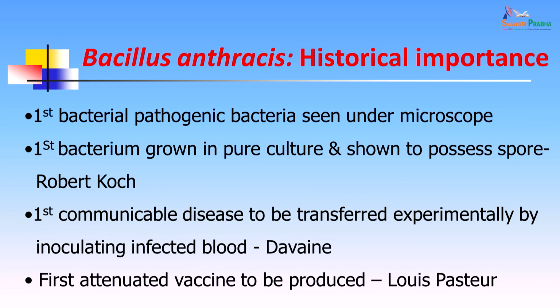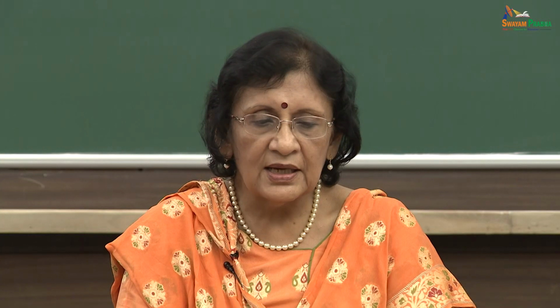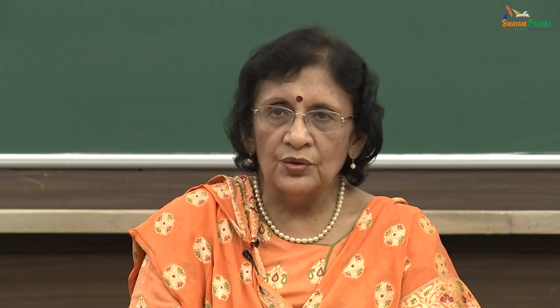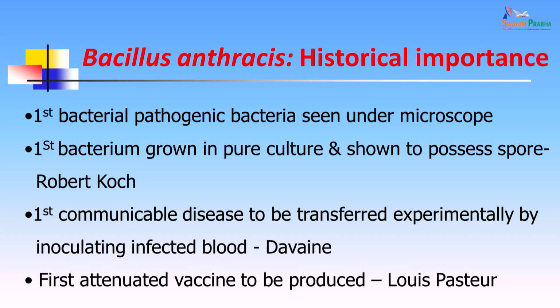Now, the Bacillus anthracis is a very important organism for microbiology. It has got a lot of historical facts attached to it. It is the first pathogenic bacteria to be seen under the microscope. It is the first bacteria to be grown in pure culture and shown to possess spores by Robert Koch. So, it was really the first bacteria which was handled by Robert Koch and shown cultured in artificial culture medium. It is the first communicable disease to be transferred experimentally by inoculating infected blood by Devine.